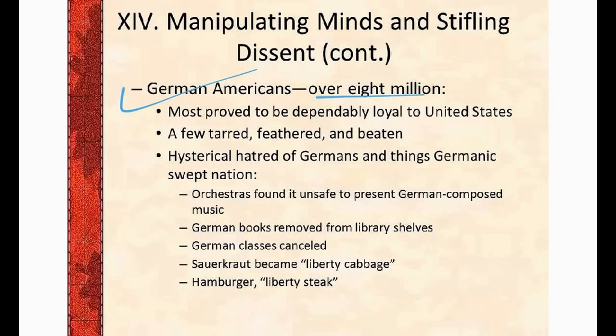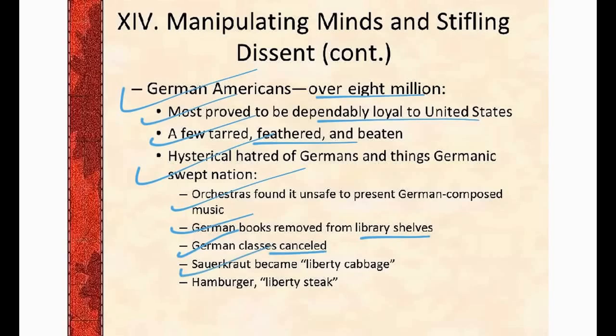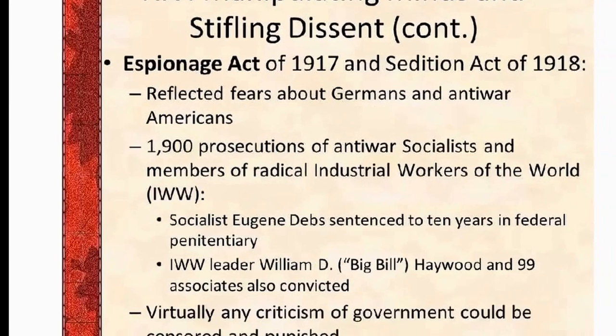German Americans numbered over 8 million people in the United States, and they proved to be dependably loyal. But there were a few that were tarred, feathered, and beaten, and a hysterical hatred of Germans and things Germanic swept the nation. Orchestras found it unsafe to present German-composed music. German books were removed from library shelves. German classes were canceled. Sauerkraut became liberty cabbage, and the hamburger became a liberty steak.